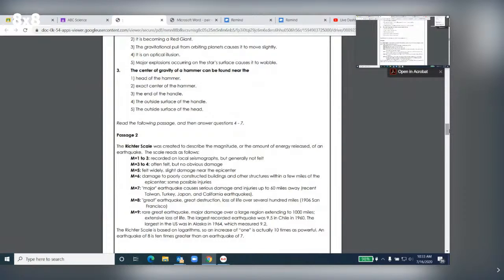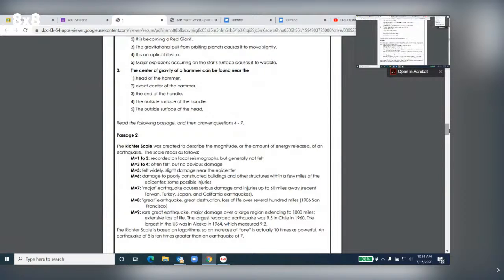Okay, M7, that's a major earthquake, causes serious damage and injures people up to 60 miles away. There have been recent M7s in Taiwan, Turkey, Japan, and California. M8 is a great earthquake, great destruction, loss of life, over 700 miles. And this happened, there was an M8 in 1906 in San Francisco. And M9, that is the big daddy of them all, and that's very rare. Major damage over a large region extending 1,000 miles, extensive loss of life. The largest recorded earthquake was 9.5 in Chile in 1960, and the largest in the US was in Alaska in 1964, which was 9.2. The Richter scale is based on logarithms, so an increase of 1 is actually 10 times as powerful.